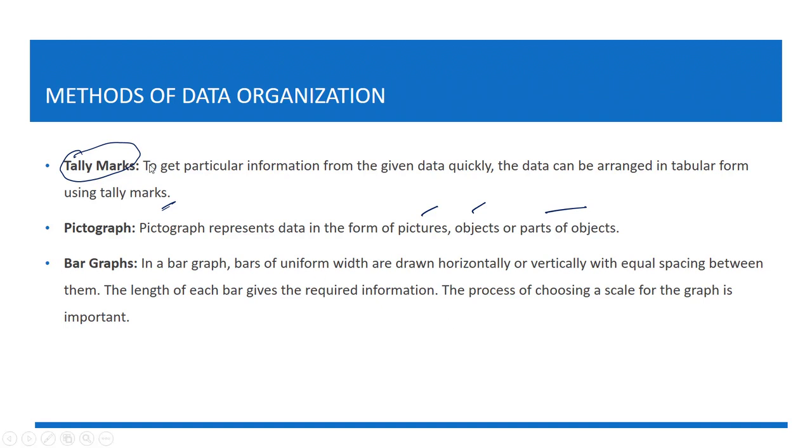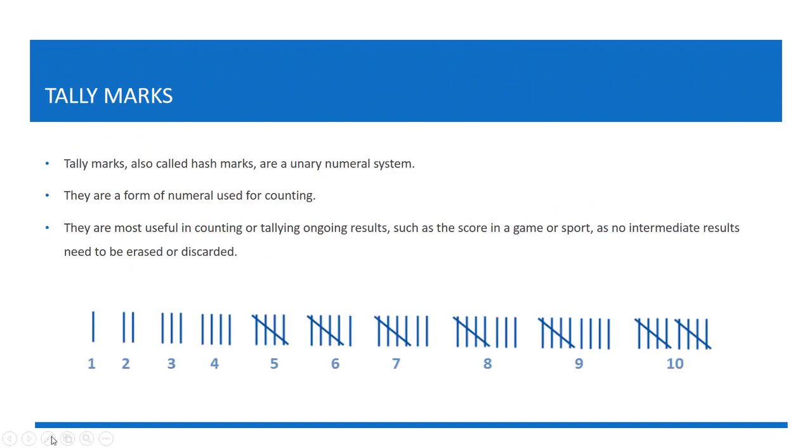Let us take an example of tally marks. So what exactly are tally marks? Let us discuss in detail. Tally marks are also called hash marks or a unary numeral system. They are a form of numeral used for counting. They are most useful for counting or tallying ongoing results, such as the score in a game or sport, as no intermediate results need to be erased or discarded.